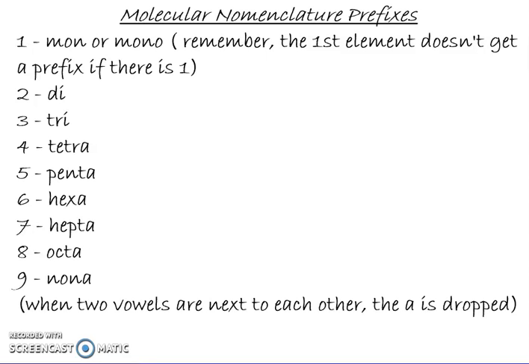The only wrinkle here is with all of the ones that end in A. When there are two vowels next to one another, you can drop that A at the end. So instead of tetraoxide, you can call it tetroxide, or pentaoxide, you can keep it as pentaoxide or pentoxide. Either way is fine with me, and is acceptable with other people as well.